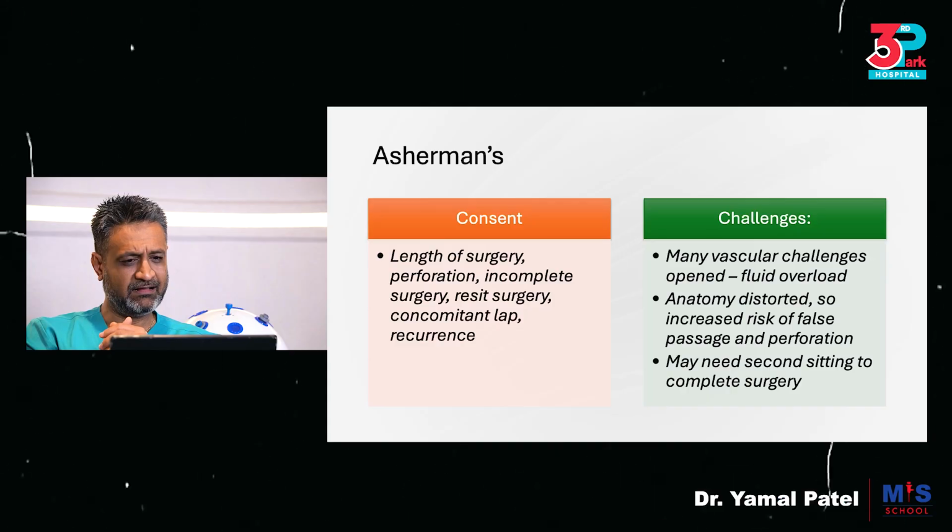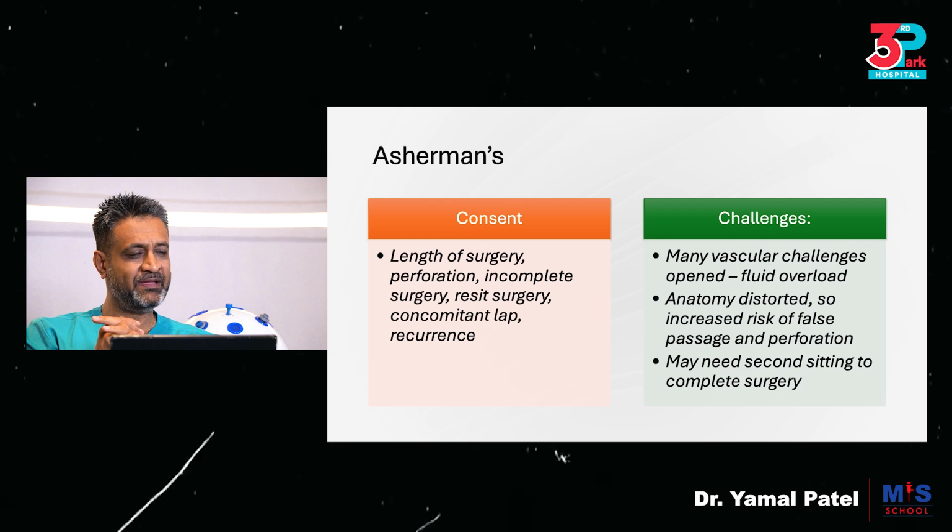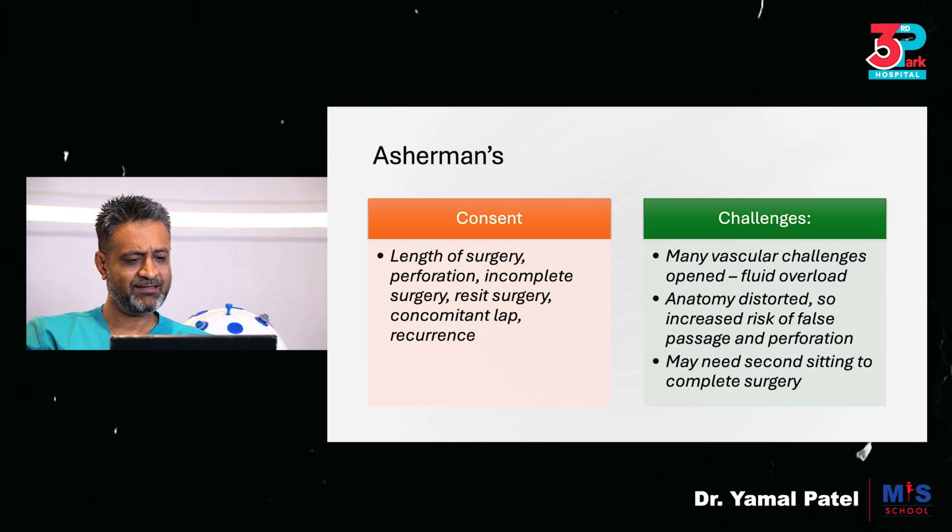And similarly with a deficit of one liter of hypotonic solution if you're using monopolar resection by any chance. Although nowadays, I think with bipolar resectoscopes, it's very rare that we would do monopolar because of the fluid challenges in that condition. Anatomy is usually distorted, so there's an increased risk of false passage and perforation, so that's a challenge. And many times it may need a second sitting to complete the procedure, and there's nothing wrong with that. It's not a complication, but it's a challenge, and this should be well communicated to the patient from before.